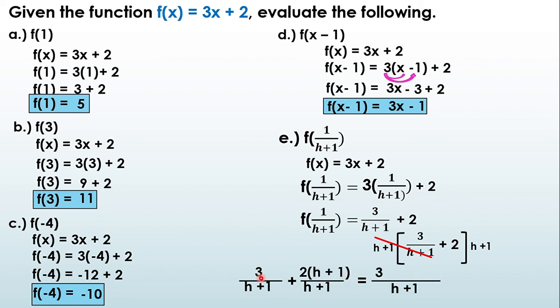We have 3 plus, so multiply 2 by h plus 1. So, we have 2 times h, that is 2h. And 2 times positive 1, we have positive 2. So, again, copy the LCD h plus 1 and combine like terms. So, in descending order, we have 2h. Then, 3 plus 2, add the constant term, positive 3 plus 2, so we have positive 5. So, therefore, this is now the value of f of 1 divided by h plus 1. So, that is 2h plus 5 divided by h plus 1.